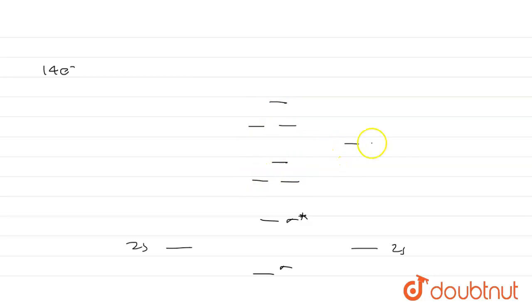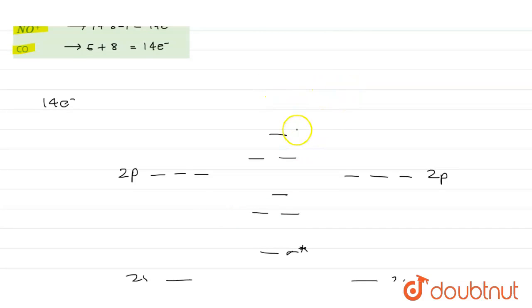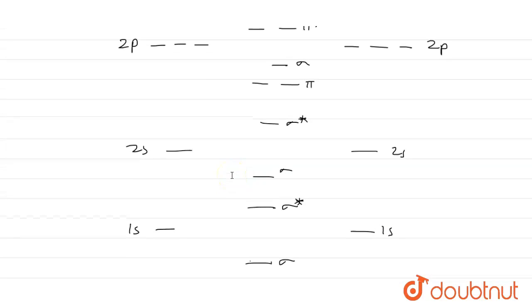1s, 2s, 1s, 2s, like this. So this is 2p. Now 14 electrons are there. This is sigma star, this is pi star, this is sigma, and this is pi. 1, 2, 3, 4, 5, 6, 7, and 7, that is 14 electrons. We have to fill 14 electrons.